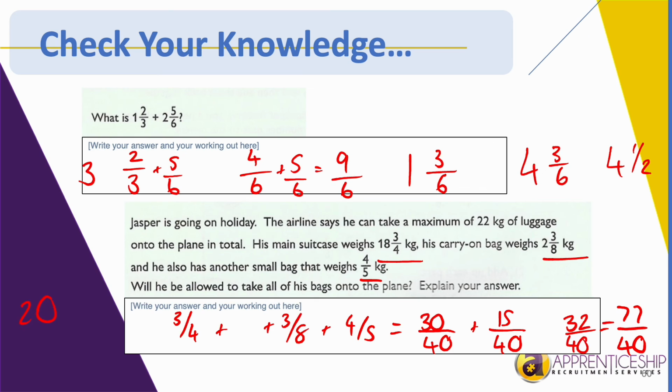So 77 divided by 40 is 1, and 37 over 40. Add that to there, so now we've got 21 and 37 over 40. So 21 and 37 over 40 kilograms. So will he be allowed? Yes, just about. He literally has 3/40ths of a kilogram to spare. So yeah, Jasper's done good, just about.